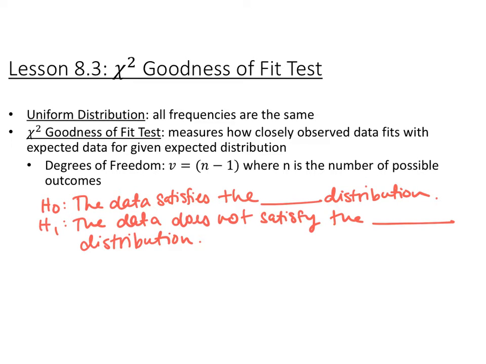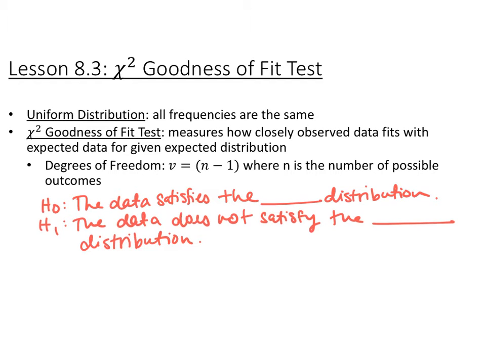The test for independence looks at two different variables, like gender versus music preference, and compares them to decide whether they're related or not. For the goodness of fit test, we're looking at one variable and deciding whether that data satisfies a certain probability distribution.